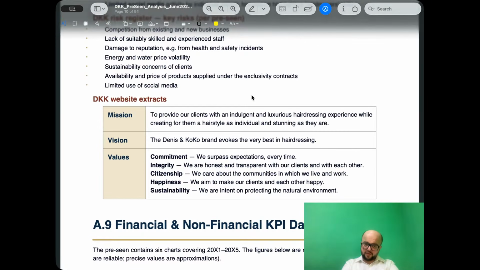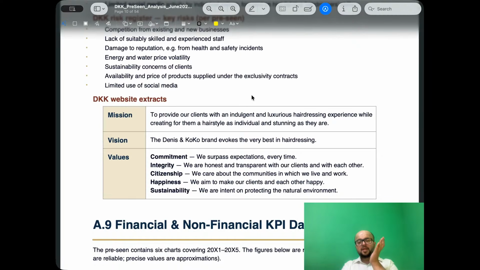The mission of DKK, as taken from the website, is to provide our clients with an indulgent and luxurious hairdressing experience while creating for them a hairstyle as individual and stunning as they are.